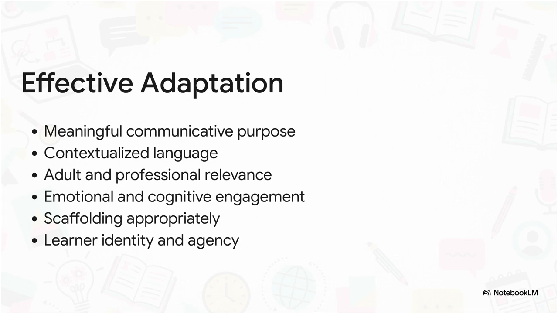Inspired by the British Council course and his own extensive years of teaching young adults and working professionals online, Acuna Solano developed a brilliant 12-point checklist for evaluating our activities. It essentially boils down to this. Effective adaptation requires a truly meaningful communicative purpose, highly contextualized language, absolute relevance to the adult professional, deep emotional and cognitive engagement, proper scaffolding, and, of course, giving room for learner identity and agency.